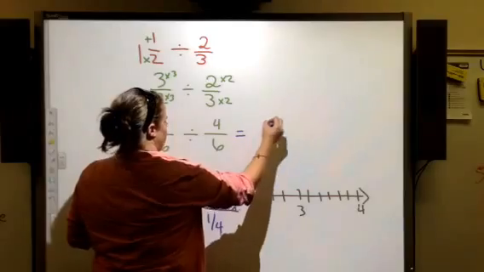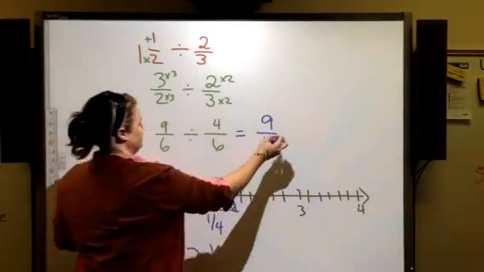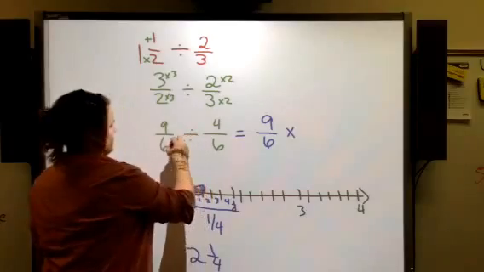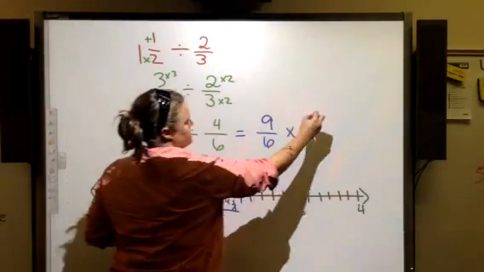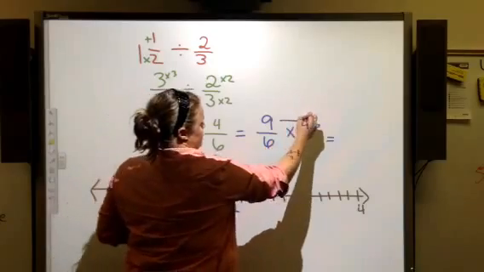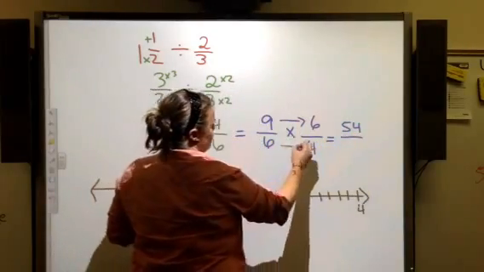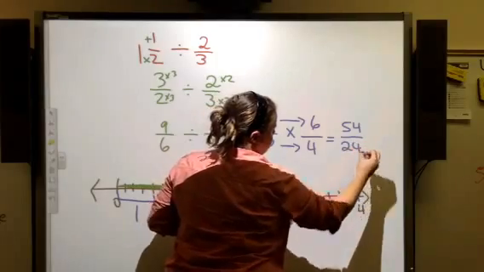Algebraically, take 9/6, multiply by the reciprocal of the second fraction. So 9/6 times 6/4. And 9 times 6 in multiplying fractions is 54. 6 times 4 is 24.